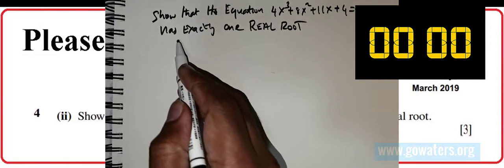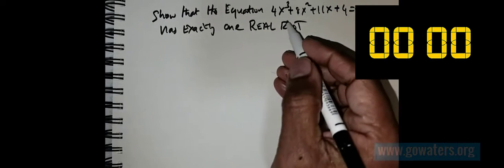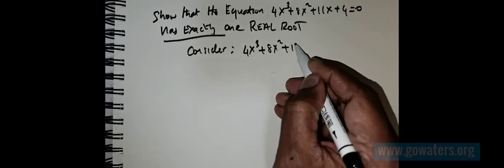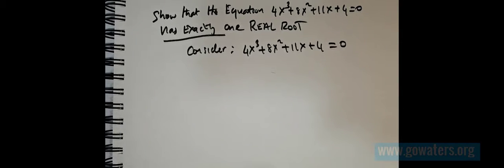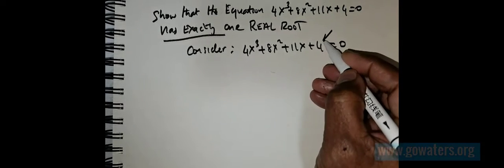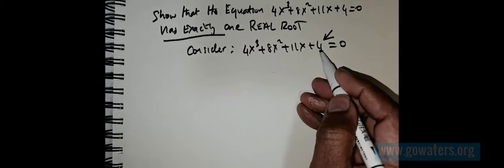Students, we are given this question. Show that the equation 4x cubed + 8x squared + 11x + 4 = 0 has exactly one real root. Now, foremost, we have to consider the given polynomial 4x cubed + 8x squared + 11x + 4 equal to 0. The most important observation you have to perform here is to notice the constant 4.